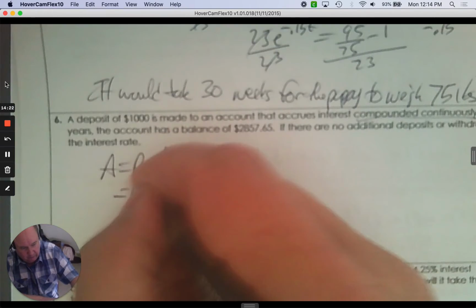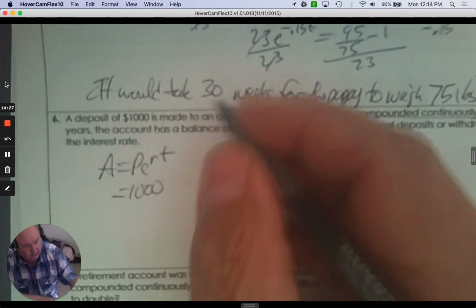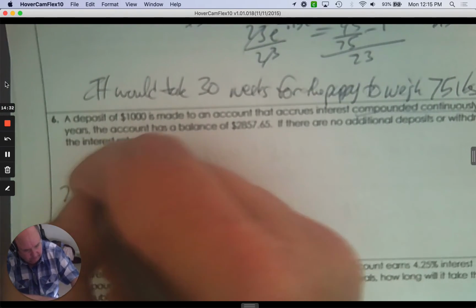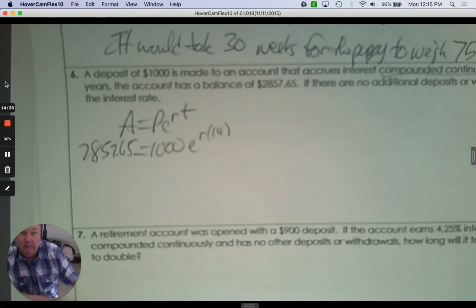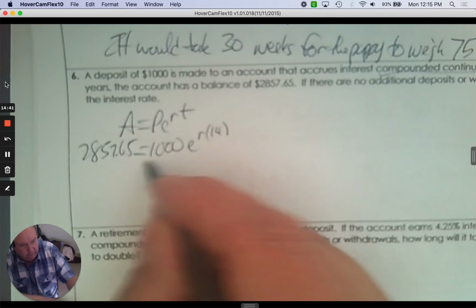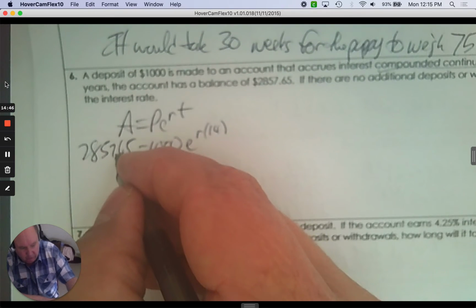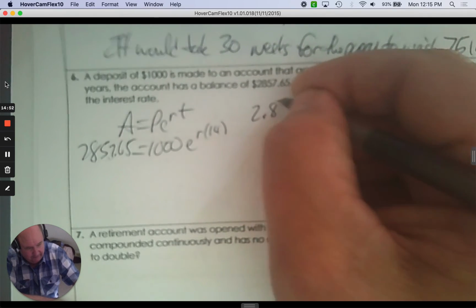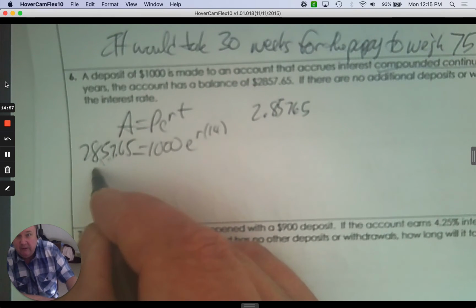So the initial amount was $1,000. Then after 14 years, there's $2,857.65. And now I'm solving for the rate. Step 1 is to divide by 1,000. Now I'm going to tell you, when you divide by 1,000, you're just moving the decimal back 3 places. So that'd be 2.85765. So just move the decimal back 3 spaces. There it is.